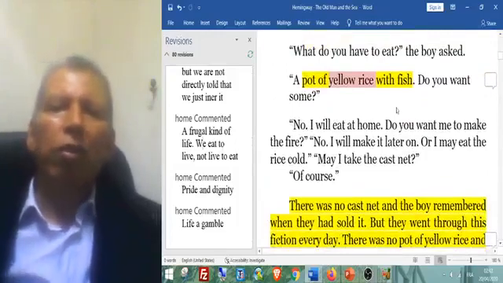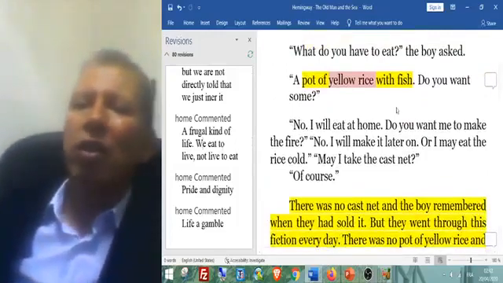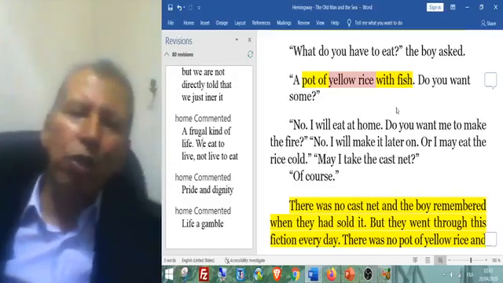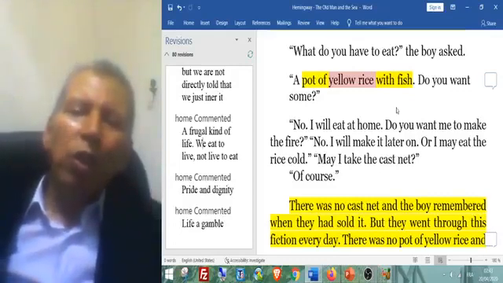What do you have to eat? The boy asked. A pot of yellow rice with fish. Do you want some? No, I will eat at home, etc.